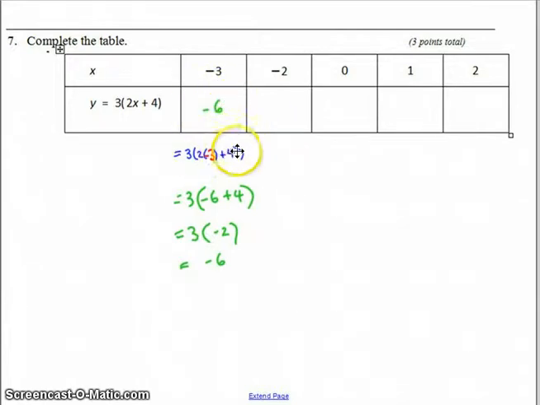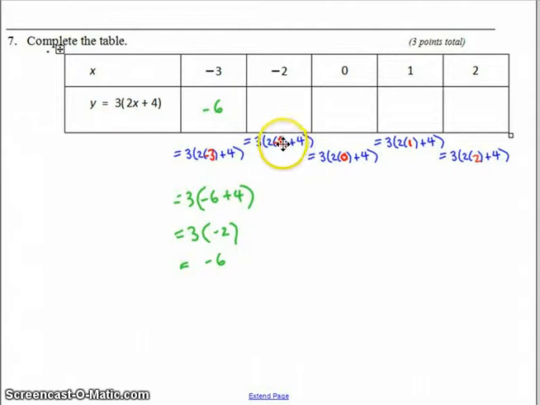I use this same blue pattern here when I'm trying negative 2, but I just put negative 2 in there, and I put 0 in, and 1 in, and 2. I'm not going to work through each of these, but 2 times negative 2, that's negative 4. Negative 4 plus 4 cancel each other out, that's 0. 3 times 0 is 0. And here are the other answers that I was looking for.